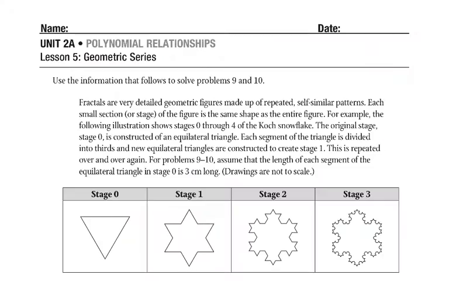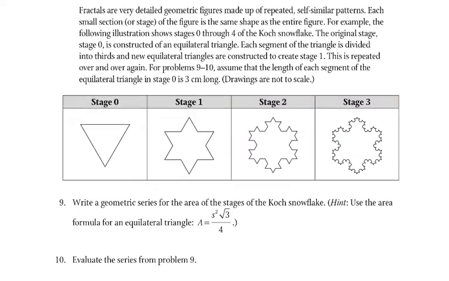Alright. So now it says, use the information for 9 and 10. Fractals are very detailed geometric figures made up of repeating self-similar patterns. Each small section or stage of the figure is the same shape as the entire figure. For example, the following illustration shows stages 0 through 4 of the Koch snowflake. The original stage 0 is constructed of an equilateral triangle. Then each segment of the triangle is divided into thirds. So they divide it into thirds, and they create a new equilateral triangle. And then it looks like they eliminate that part. So they just keep doing that.